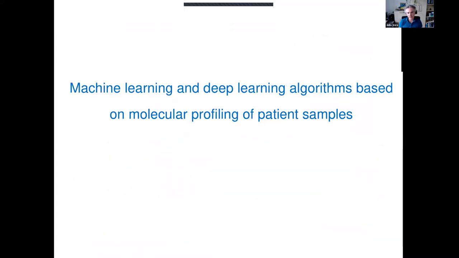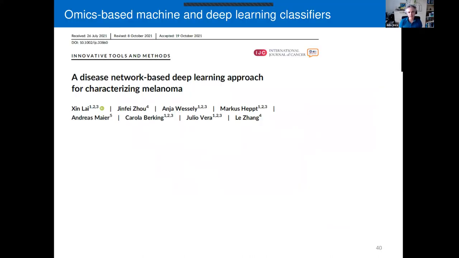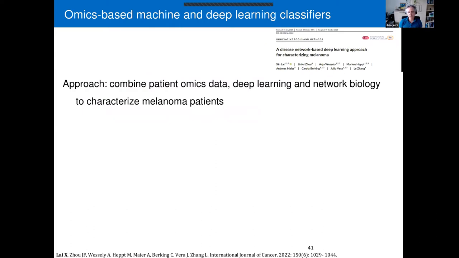But this type of algorithm can also be used with a different type of data. One can build machine learning and deep learning models using the molecular profiling of patient samples and tumor samples. And this is something our group has been working on for a long time. Recently, last year, we published a paper together with some collaborators in China in which we developed this type of deep learning algorithm to characterize melanoma. Our approach was to combine omics data taken from tumor samples from melanoma patients together with deep learning algorithms and network biology analysis. And we combined all these methods to stratify patients and to try to understand the molecular signatures behind these patients.